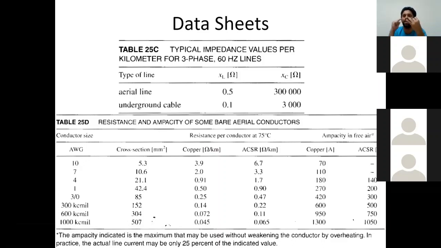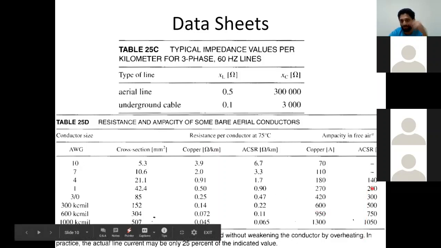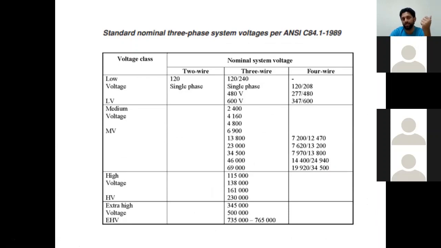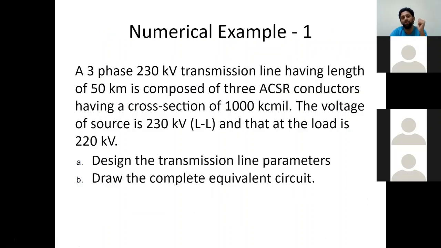Using that voltage, we will calculate current. You remember we did a numerical example. First we calculated voltage, then we calculated current. Now that current will come here. If that current is, for example, 200, you have to select wire gauge 1. And what will be the resistance of that? If it is copper, its resistance will be 0.5 ohm per kilometer, or if it is an ACSR conductor, its resistance will be 0.9 ohm per kilometer. So like this, we have to calculate resistance. And voltage, already this is the standard where we calculate voltage.